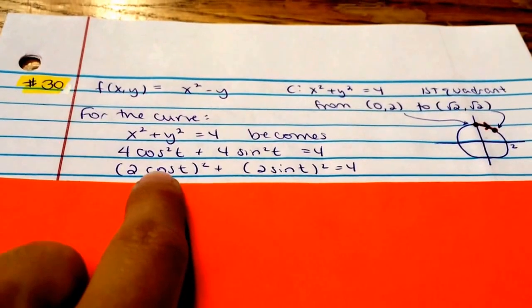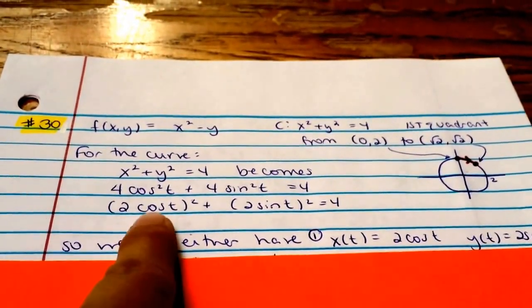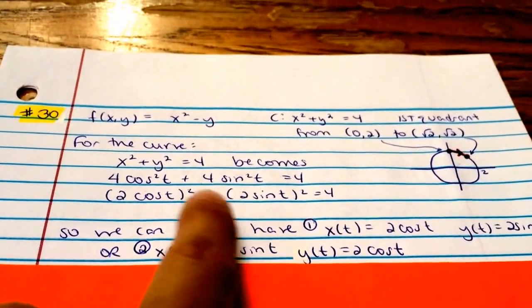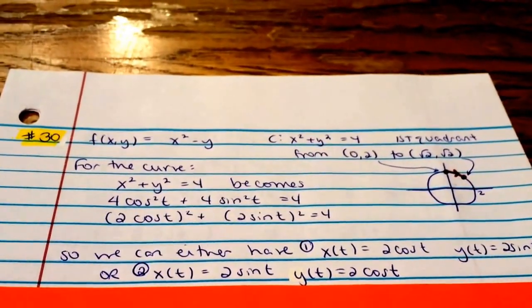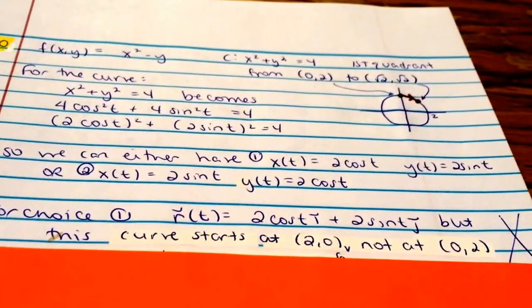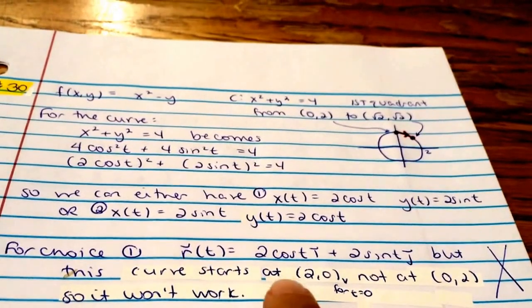So for this, you have two choices. You can either, choice number 1, have this be the x and this be the y, or choice number 2, have this be the x and this be the y. And the difference is where they start. They start in different places. So you have to see which one works for you. So I checked them both. For choice number 1, this is obviously not the one that works, hence the big X in the margin.